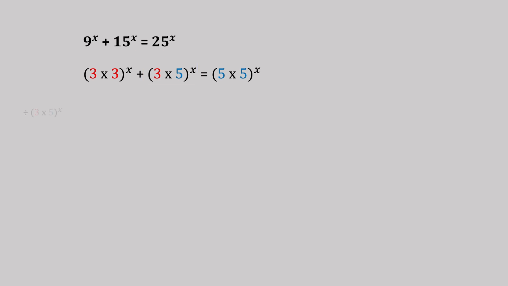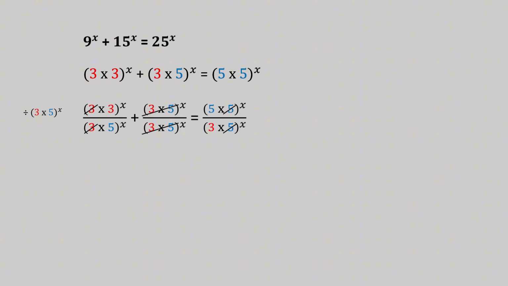Dividing the whole thing by 3 times 5 to the power x, let's cancel off the right terms and see where that leads us. Okay, we end up with a nice equation that has 2 terms with 3 and 5 included in both, and both raised to the power x. However, as you can see, the 2 of them are not the same. Let's do something about it.